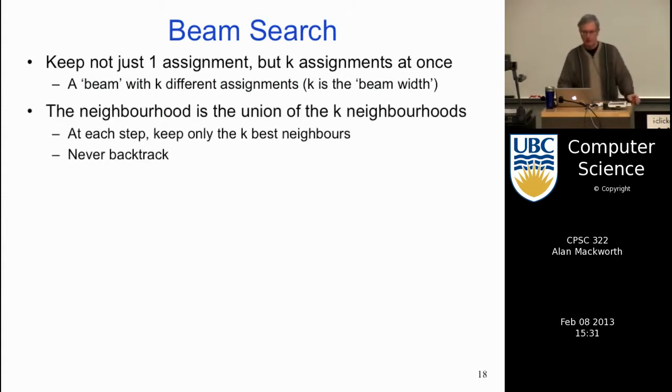And so when you're thinking of improving your k assignments, you take the neighborhood of all these k nodes, take the union of that, and that is your neighborhood that you're going to consider. And in the next step, you take the next k best neighbors that you're going to use. And again, you don't backtrack.